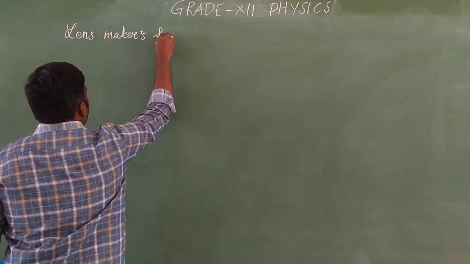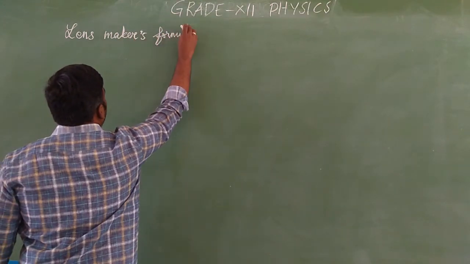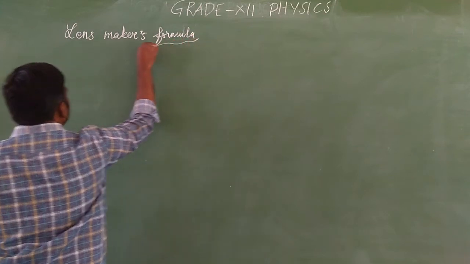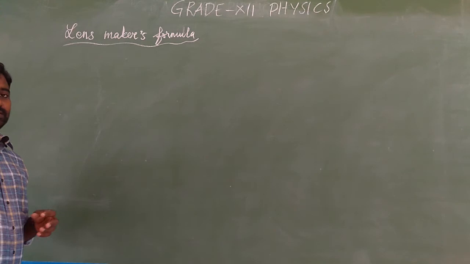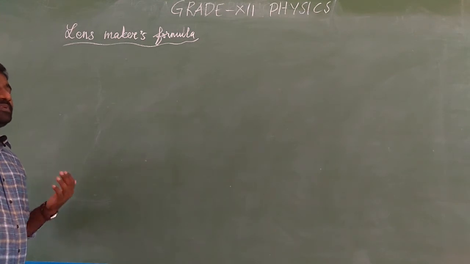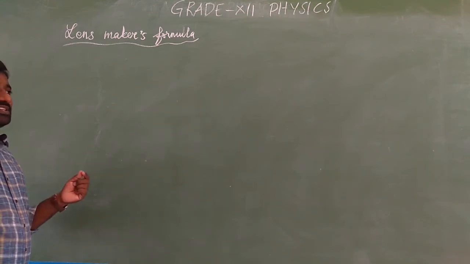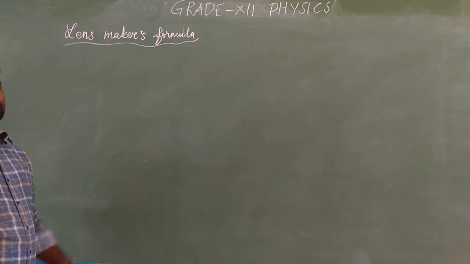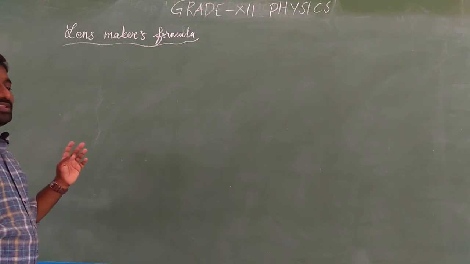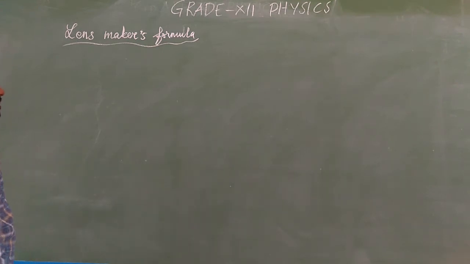Lens maker's formula. This is a very important question. Actually, using this lens maker's formula only, opticians design spectacles, and many other optical instruments which use lenses. For that they use the lens maker's formula to get the exact resolutions. So how to derive the lens maker's formula?